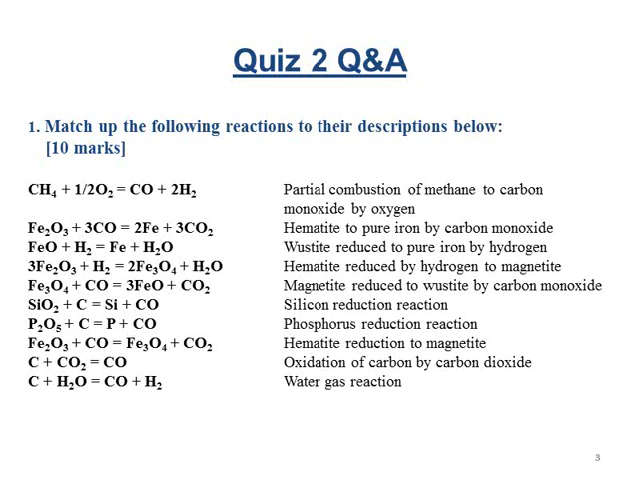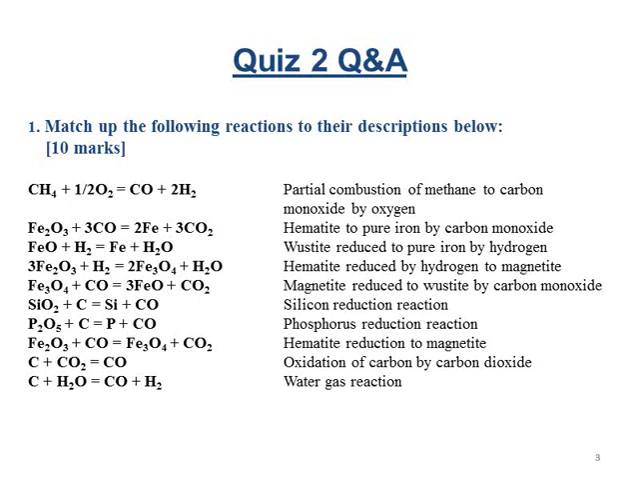Silicon dioxide, or silica, is getting reduced. It's reacting with carbon to produce silicon metal and CO. That's a silicon reduction reaction. Phosphorus pentoxide, P2O5, is going through a reduction reaction. It reacts with carbon, and it produces phosphorus and carbon monoxide. So that's a phosphorus reduction reaction.